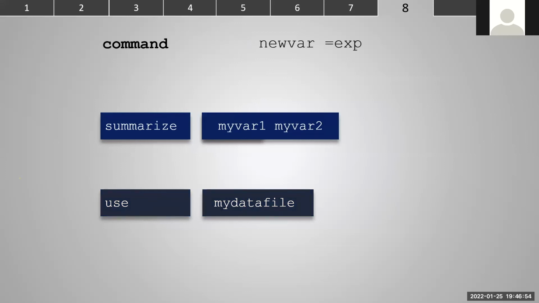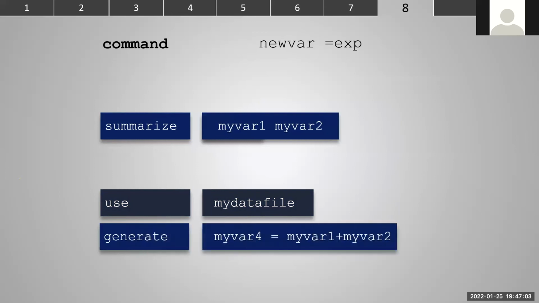Then there can be a command with new var equal to expression. Of course, with summarize, it cannot work. It works with generate. For example, we have seen I can create a variable called myvar4, which is equal to myvar1 plus myvar2. So here, new var is myvar4, and the equal to expression is myvar1 plus myvar2. That is the expression. So this is an example of the command with new var equal to expression.